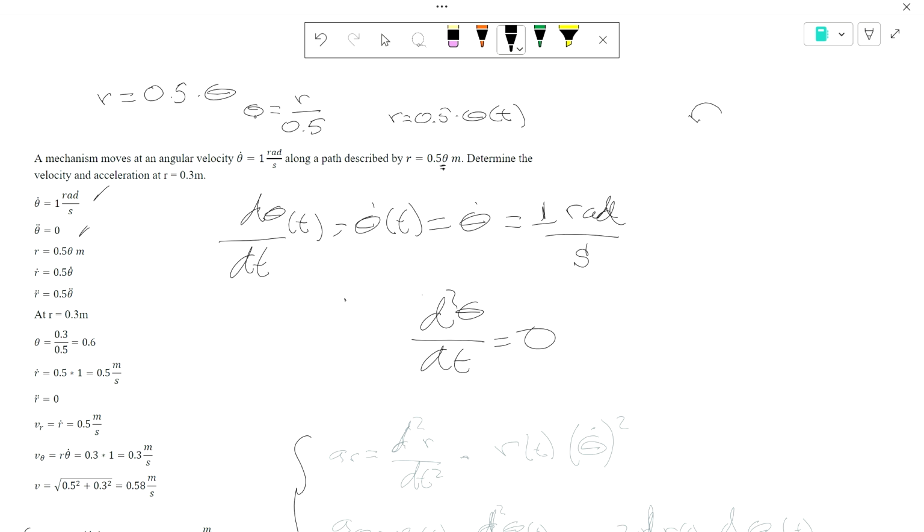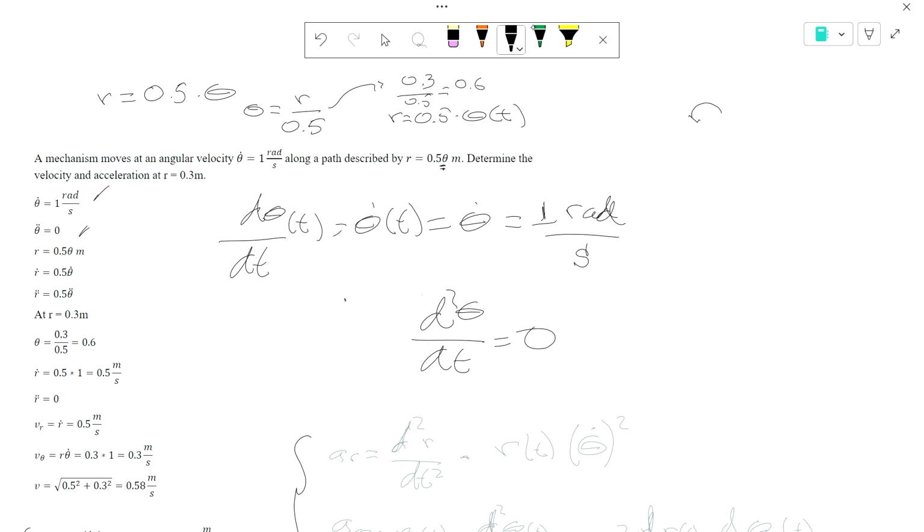At a single point, they're asking you a single point. They can ask you 20, 30 points, and you can use MATLAB or something to plot those 30 points. But a single point is when it's at 0.3 meters. It's very simple, because it's 0.3 divided by 0.5, which is 0.6. So we have theta.